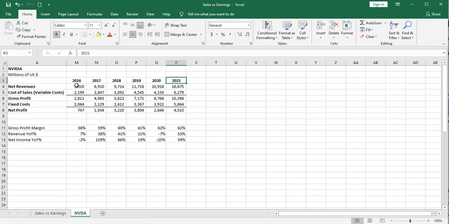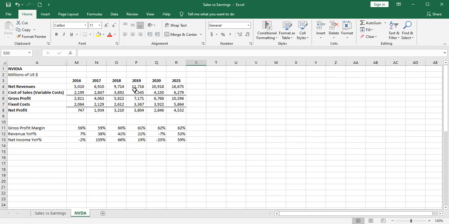But over the last 6 years, they were able to increase their top line from 5 billion to nearly 17 billion. That's more than threefold. But look at their bottom line. The bottom line operating profit went from 747 million to 4.5 billion. That's more than a 6-fold increase in their bottom line. Notice their fixed costs less than tripled. And their gross profit margin, which I calculate across here, actually improved from year to year during this period.